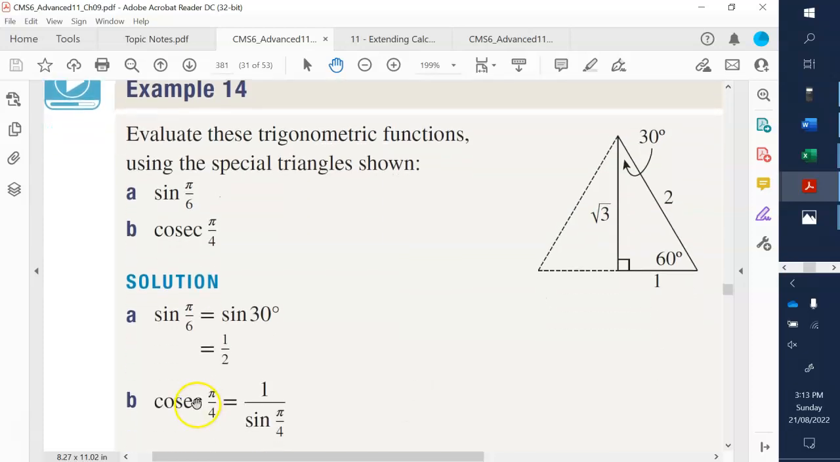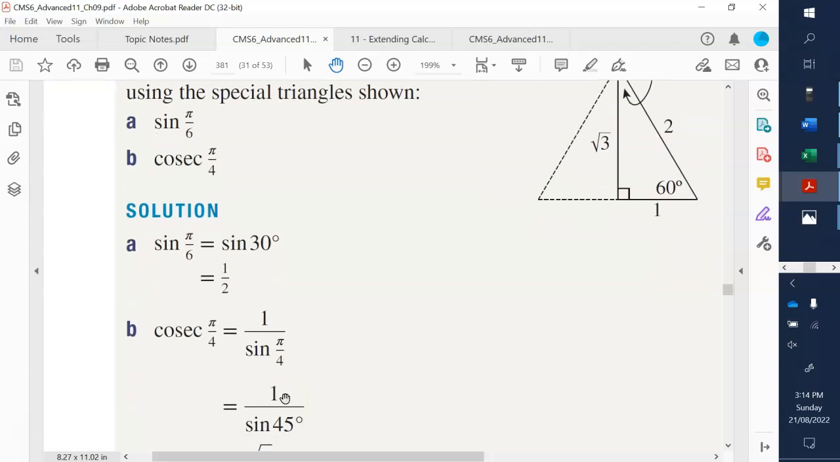Do you remember cosec was the inverse of sine? So cosec pi over 4 is 1 over sine pi over 4. What's pi over 4? We times that by 180 over pi, or just replace my pi with 180 and divide that by 4, and I get 45. So 1 over sine 45.